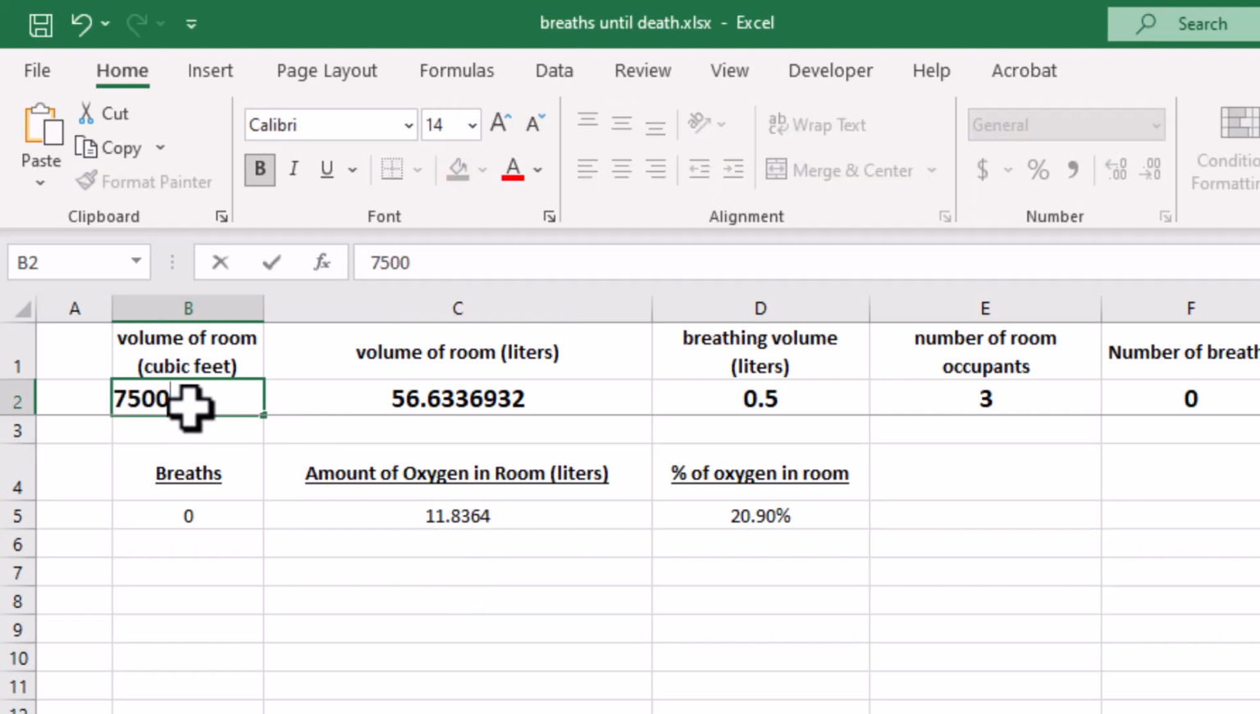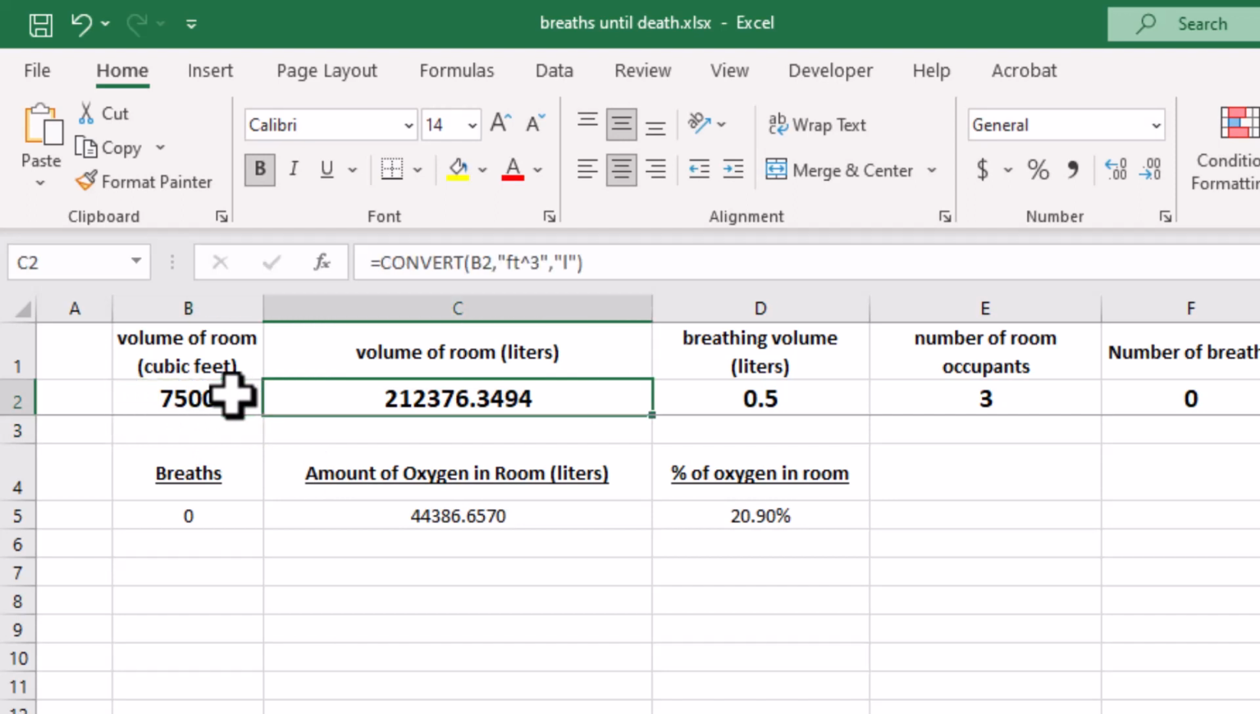I'm going to put that right here in cell B2. And then over here, this is likely the same number you got back in your project. How many liters of air in our room? I just used the Excel command convert. It's a pretty cool one. I'm not going to bother teaching it to you in class. Probably, I might, I don't know. It's the same as in Sheets. It's a little tricky with the syntax, but other than that, okay.